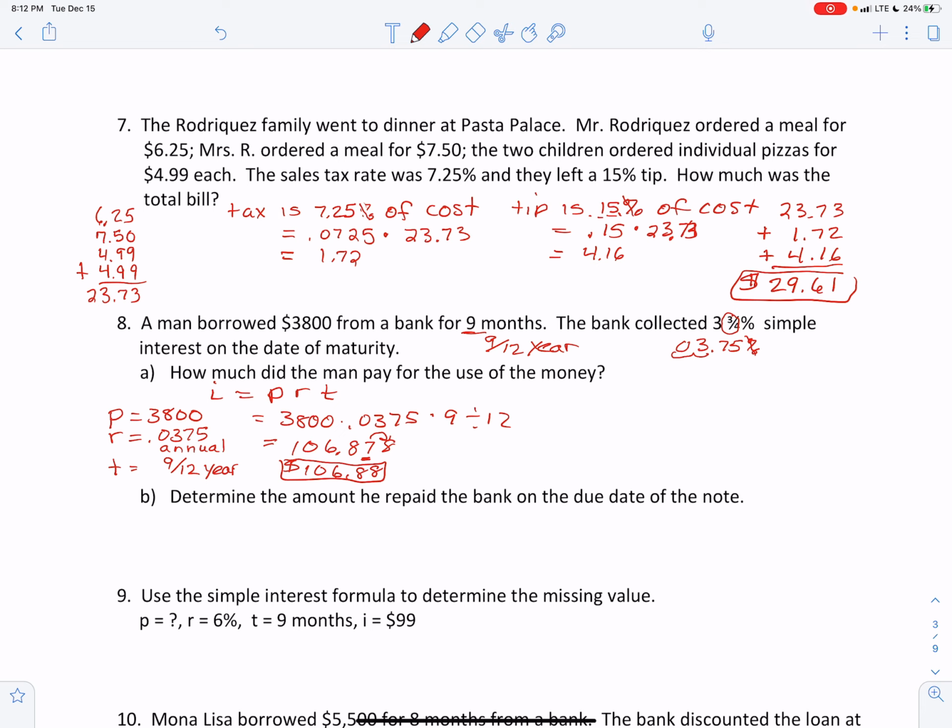So to determine the amount he repaid the bank on the due date of the note, it's equal to the principal, that is what he borrowed, plus the interest. Well, the principal was $3,800. The interest was $106.88. So altogether, it's $3,906.88.